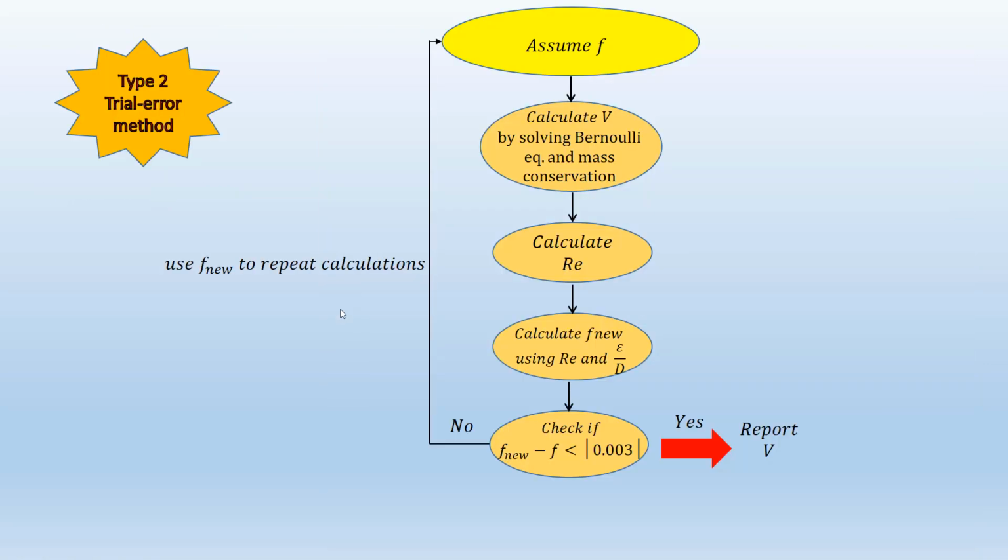Now, here you can see the flow chart for the type 2 problem. Assume F, calculate velocity, then calculate the Reynolds number, calculate new F, compare the two F, and then make a decision. If the difference between these two F is less than 0.003, you are good. Otherwise, use the new F and repeat this calculation. Okay, so this is the first method to solve single pipes.